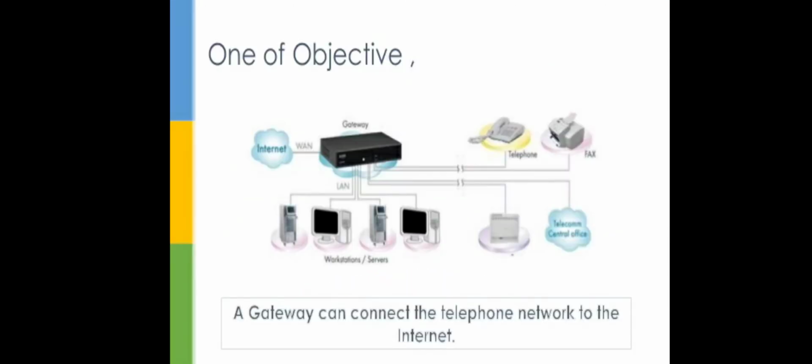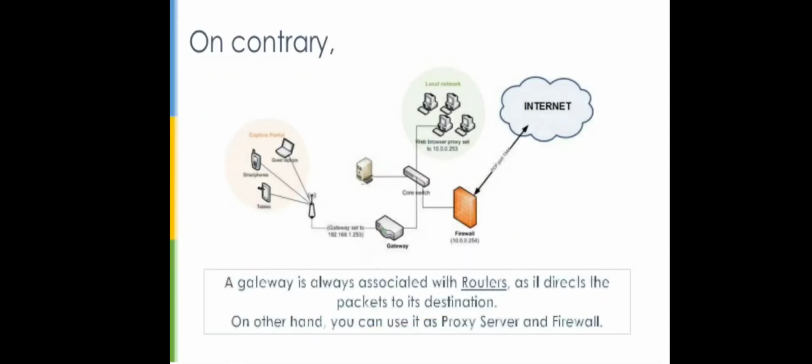So in homes, a gateway can connect the telephone network to the internet. This is the gateway, these are your workstations or the servers, and through your telephone you can connect with the internet. And in enterprises, gateway is associated with routers as it directs the packets to its destination. On the other hand, you can use it as a proxy server and a firewall.